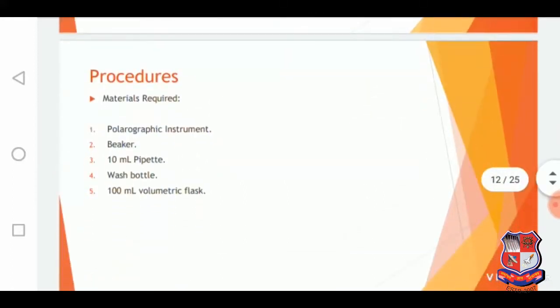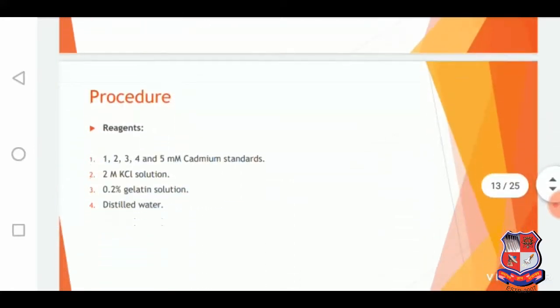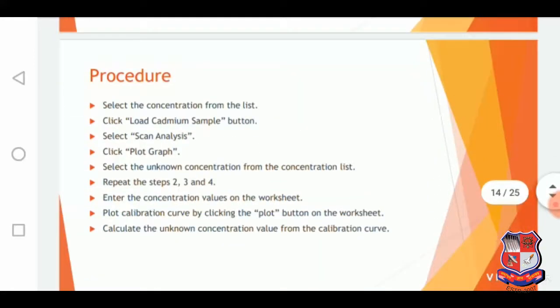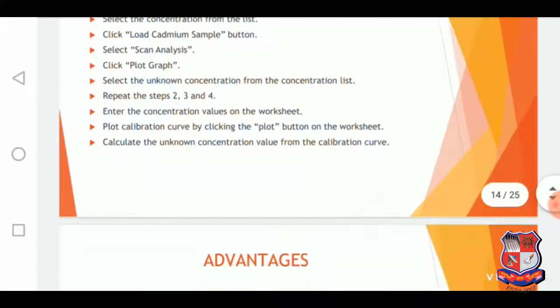How can we start the process of DME? We need the polarographic instrument, beaker, 10 ml pipette, wash bottle, and 100 ml volumetric flask. These are the materials needed for the procedure. These are the reagents that we have to include during the analysis. And these are the several steps showing how we can perform the polarographic analysis, from the initial step to the final step of the calibration curve.